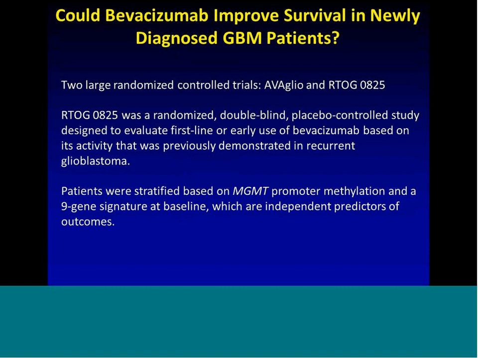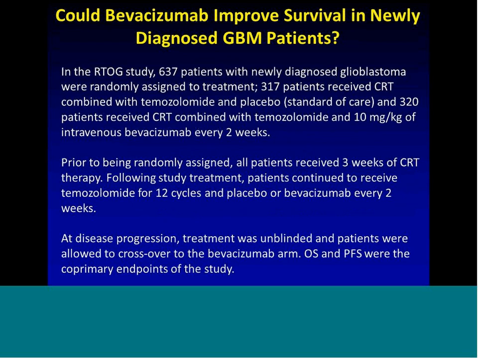They had 2 very large randomized studies: AVAglio, which is a European study done by Roche, and the RTOG 0825. I'll primarily talk about the RTOG 0825, because it's the one causing the most controversy. It looked at the first-line use of bevacizumab with that same standard of care, radiation and temozolomide, followed by temozolomide. They randomized 637 patients: 317 received combined radiation therapy with temozolomide and placebo, which is standard of care, and 320 received the standard chemoradiation therapy with bevacizumab every 2 weeks.